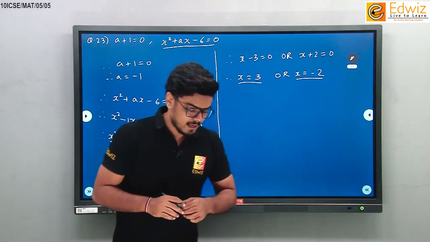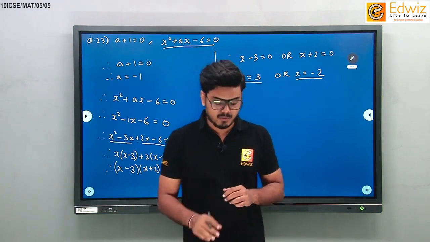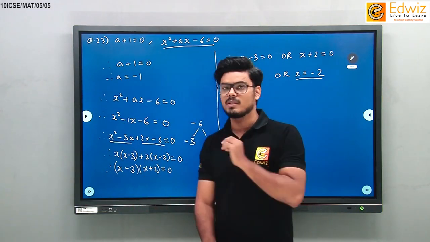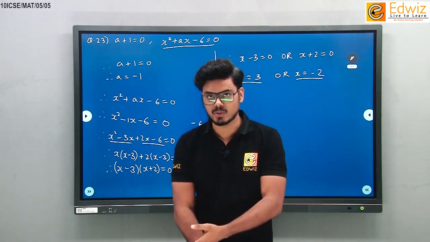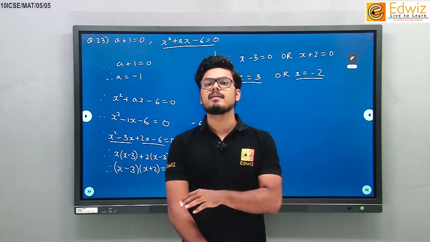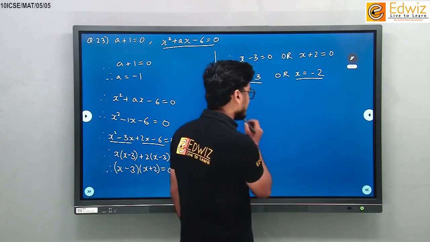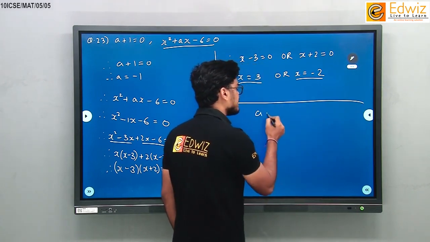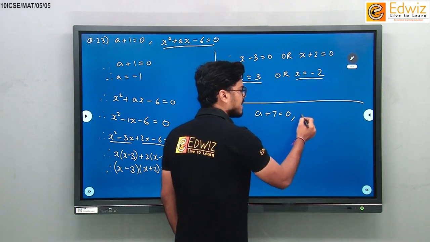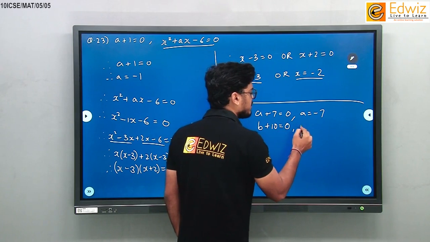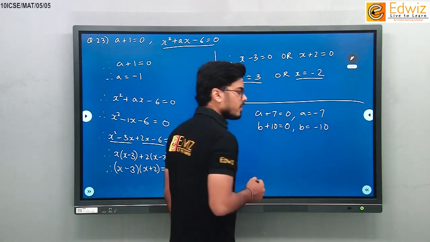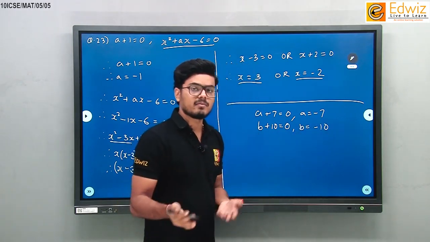Okay students, now the next question, question number 24, is a question very similar to this. There they have told you that a plus 7 equals 0 and b plus 10 equals 0. So there are two variables: a plus 7 is equal to 0, which makes a equal to minus 7, b plus 10 equals 0, which makes b equal to minus 10.